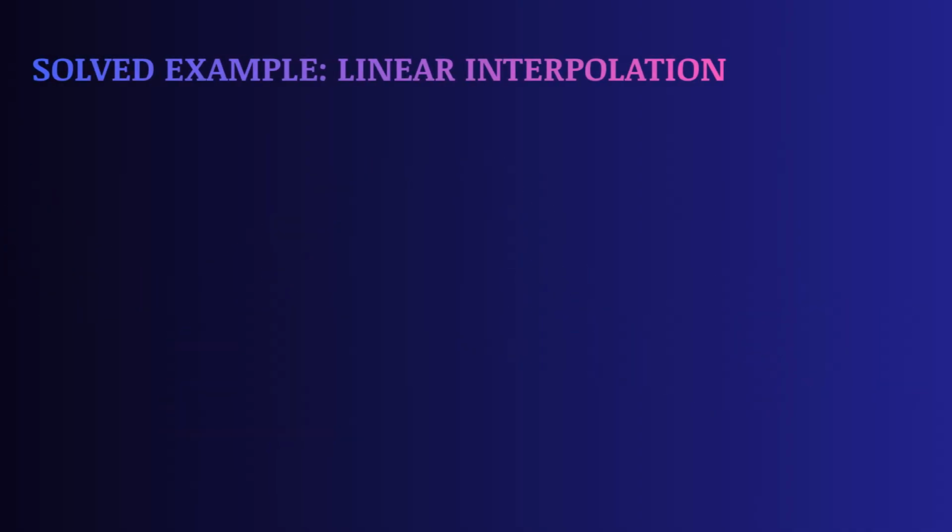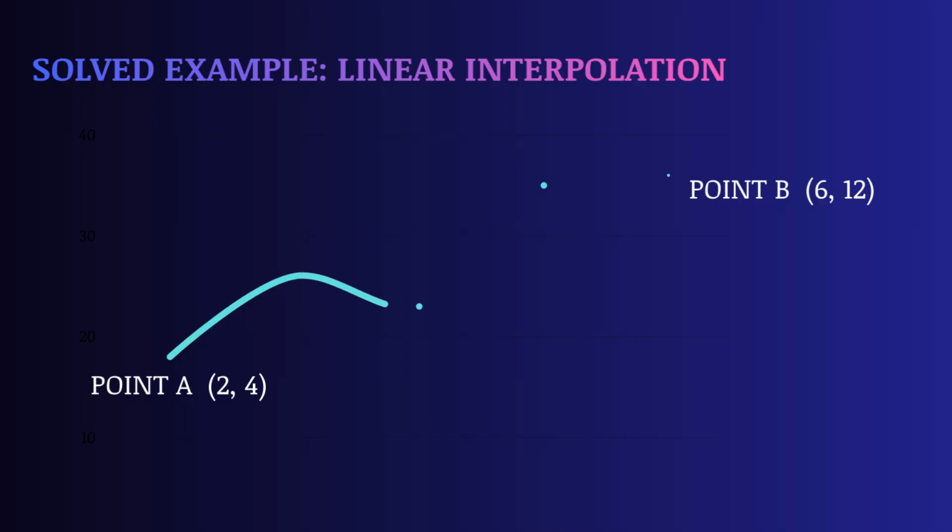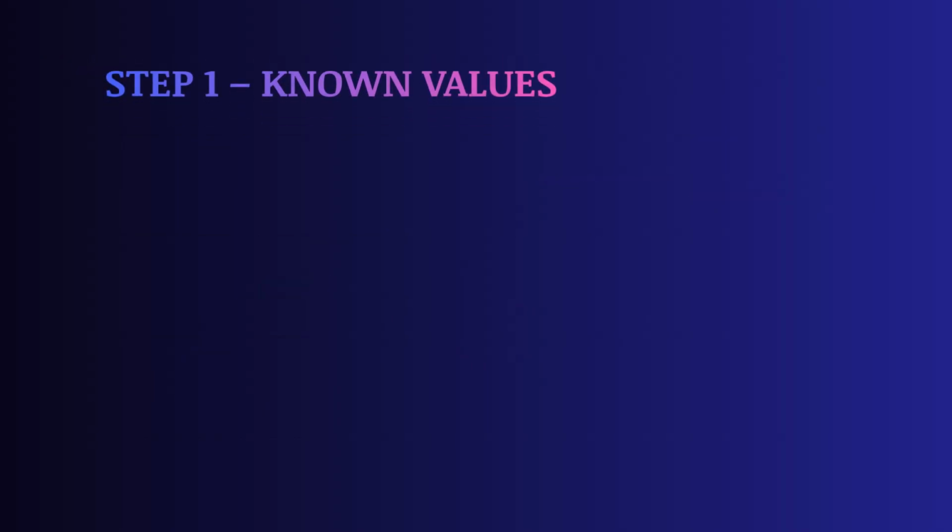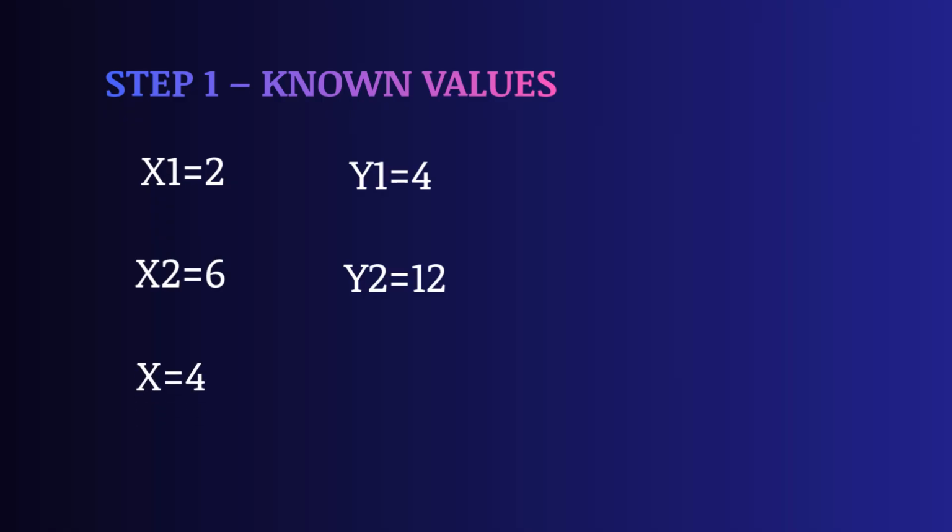Solved example of linear interpolation. Let us take 2 points. Point 1: (2, 4). Point 2: (6, 12). We want to find the value at x = 4. Step 1. Identify known values. x1 = 2, y1 = 4, x2 = 6, y2 = 12, x = 4.